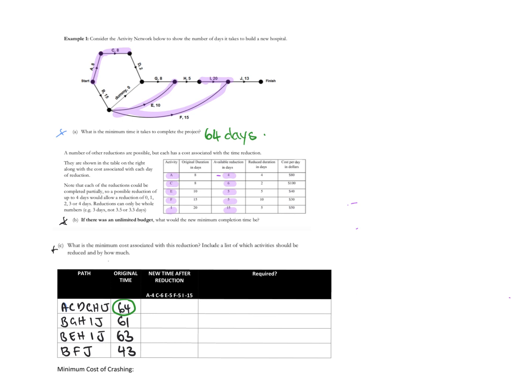So obviously it's not going to be nice and neat like this, and that's okay. All you're going to do is just do this. You go your paths, you do that, yeah? And then you just write original times, and then what you're going to do is put your reductions. So here you can see I wrote them all out. I could minus A by 4, C by 6, E by 5.